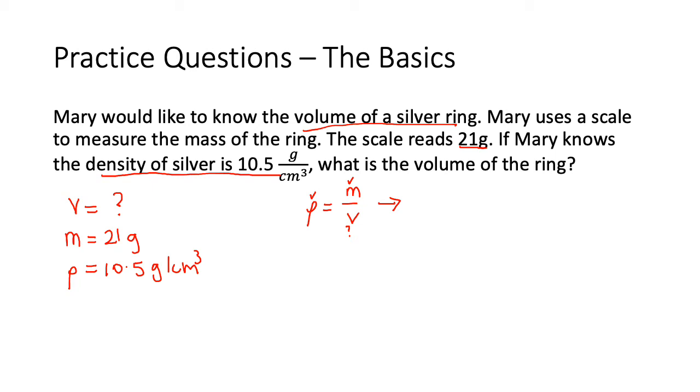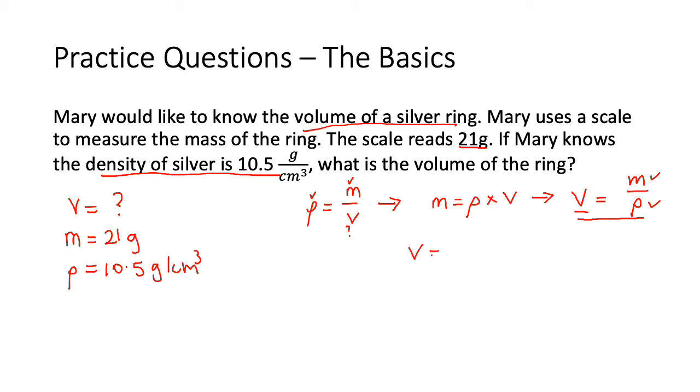I'm first going to make mass the subject by multiplying the density by the volume. And then I'm going to get volume out by dividing the mass by the density. So now we have our equation where volume is the subject, and we can put in mass and we can put in our density to work out volume. Okay, so let's put our numbers in.